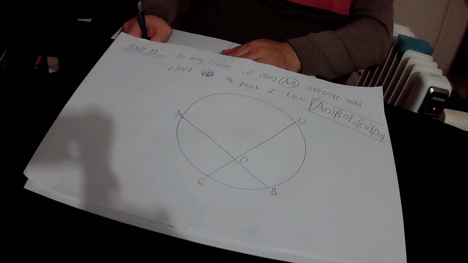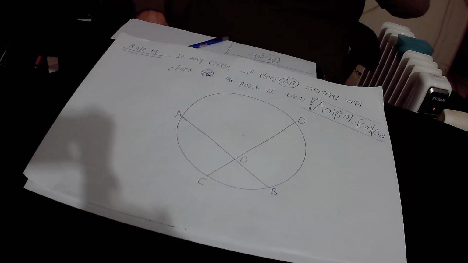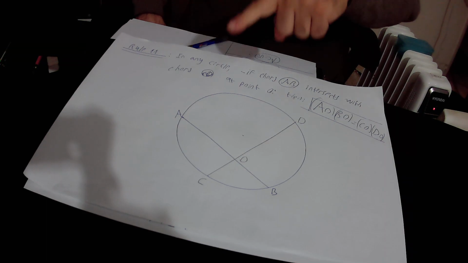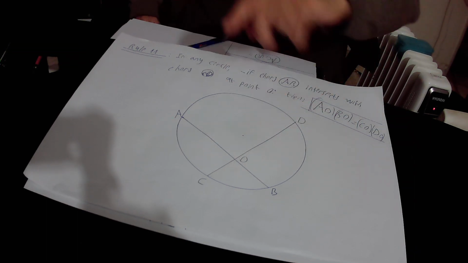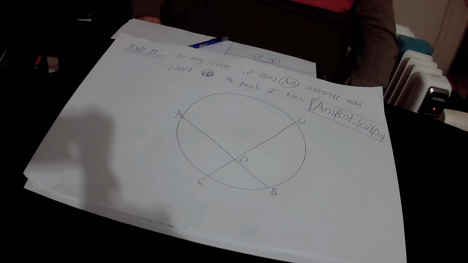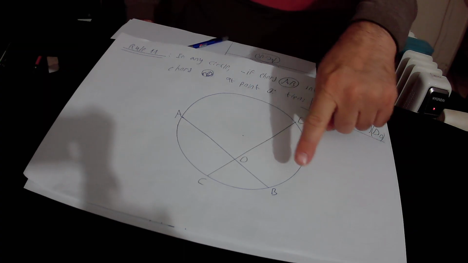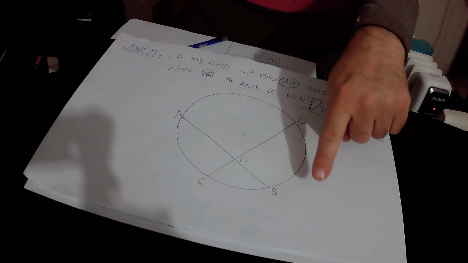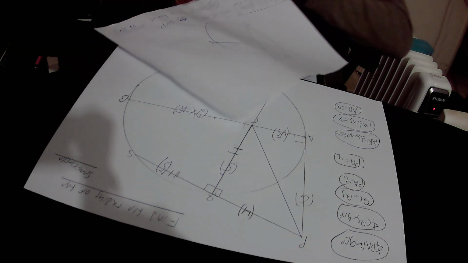According to rule number 11, in the drawing we have a circle. Inside the circle, chord AB intersects with chord CD at point O. Again, chord AB intersects with chord CD at point O. And whenever you have two chords inside the circle that intersect with each other, then the following equation will be true: AO times OB equals CO times OD. Again, AO times OB equals CO times OD. You can implement rule number 11 in our drawing.